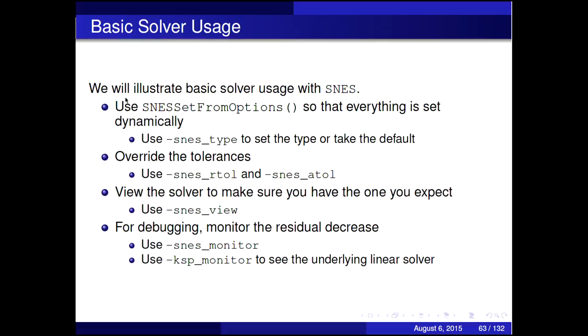So, for example, if you put on the command line -snes_type newtontr, then when you call SNESSetFromOptions on an object, it'll find that and it'll change the solver type to a trust region Newton method. If you put into the command line -snes_rtol, it'll load the tolerance that you've chosen into that SNES object. If you want to look at an object, that is, get an ASCII representation of what it's actually solving, then you can put -snes_view on the command line, and SNESSetFromOptions will cause the SNES object to be displayed.